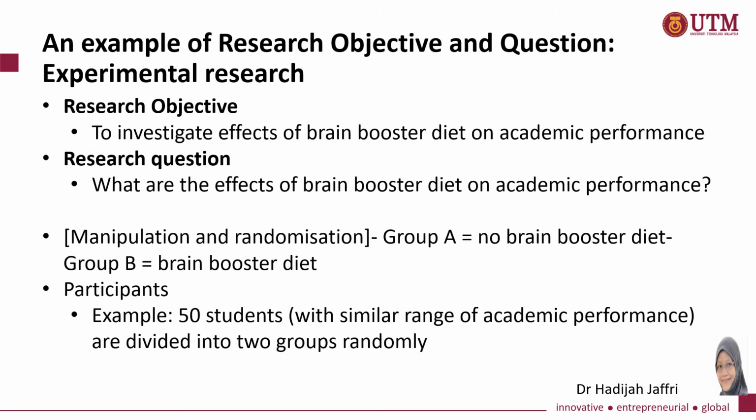Okay, let's have a look at another example of research objective and research question. In this case, it is based on an experimental research design. Let's say a researcher wants to investigate the effects of a brain booster diet on academic performance. So the research objective here is to investigate the effects of a brain booster diet on academic performance. And you can see that the objective is aligned to the research question: What are the effects of a brain booster diet on academic performance?